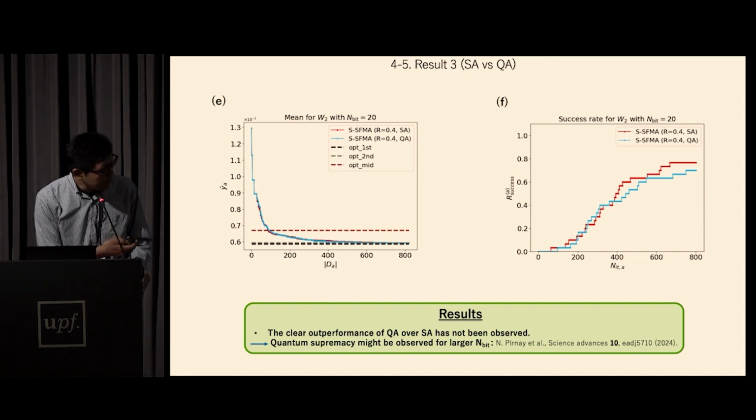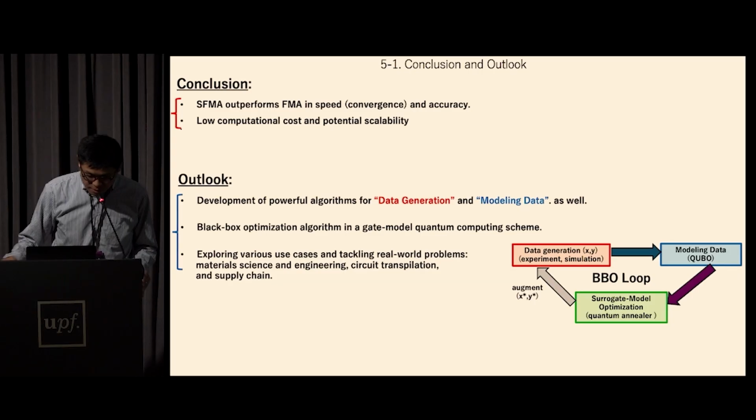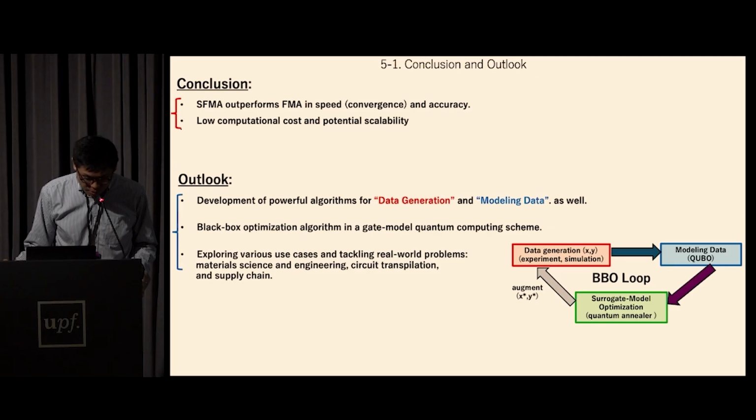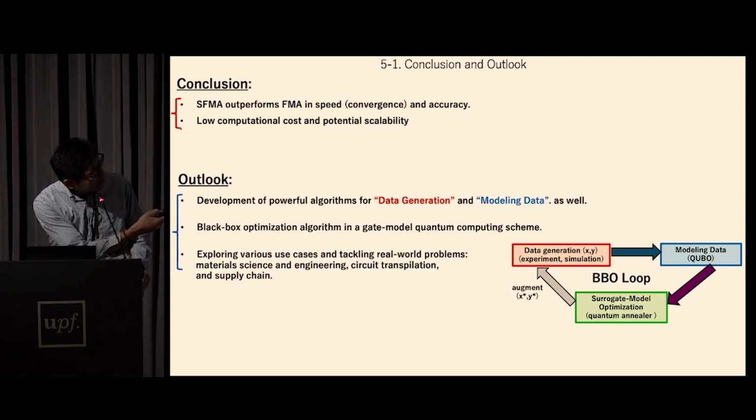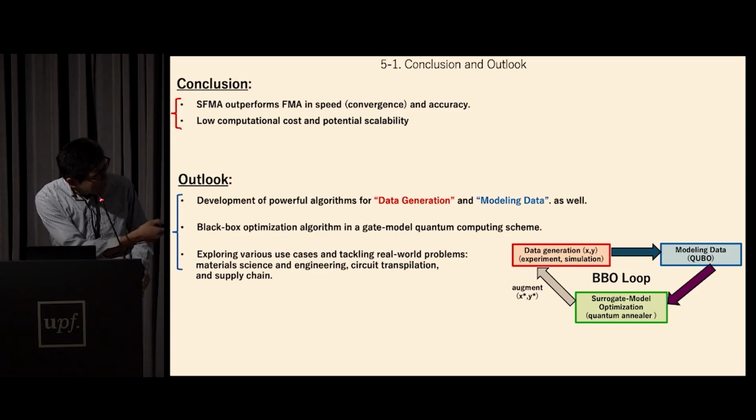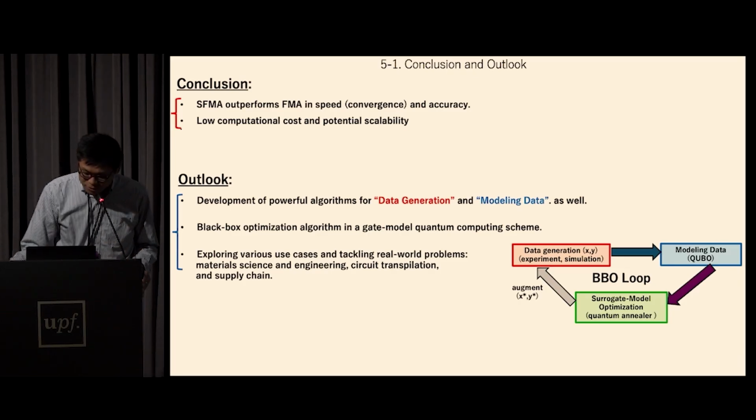Okay, so summary. We verified that our algorithm SFMA outperforms FMA in both speed and accuracy, and by taking correspondingly low R, we succeeded in observing the potential scalability of our algorithm SFMA. And these are our future works.